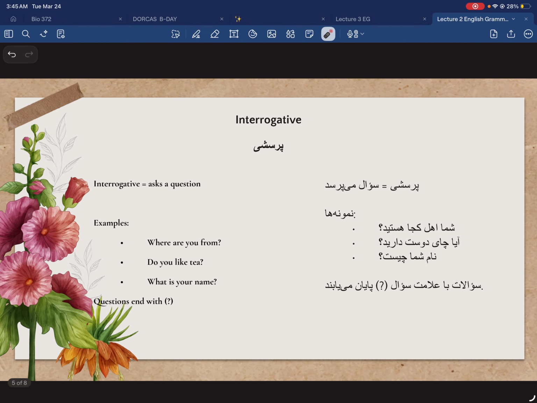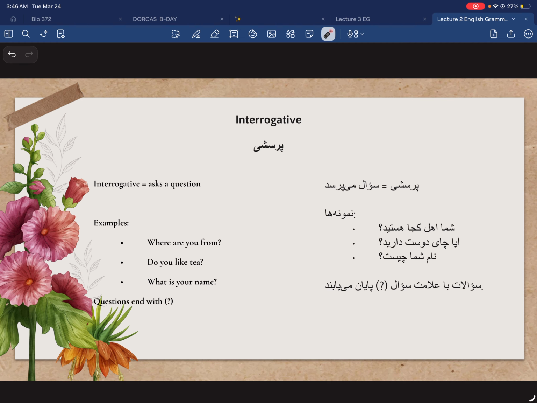Okay. The next one is going to be an interrogative sentence. An interrogative sentence is going to ask us a question, and it ends in a question mark. Right over here, questions end with a question mark. It's going to be, where are you from? Do you like tea? What is your name? So where are you from? It's asking you, where are you from? Do you like tea or no? And then, what is your name?